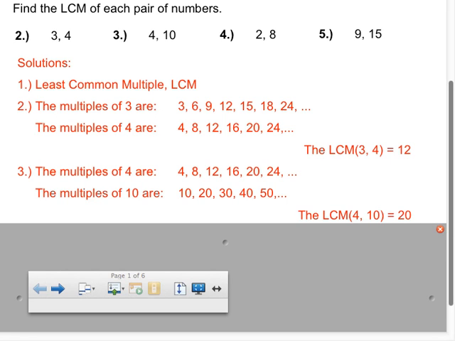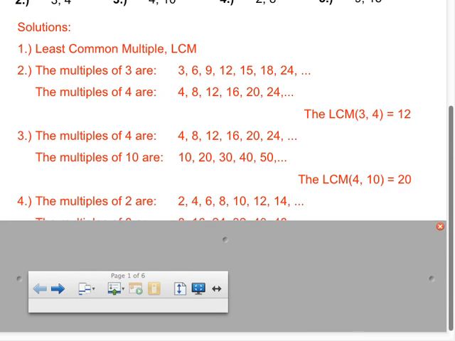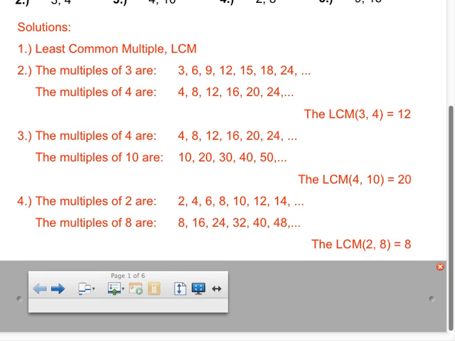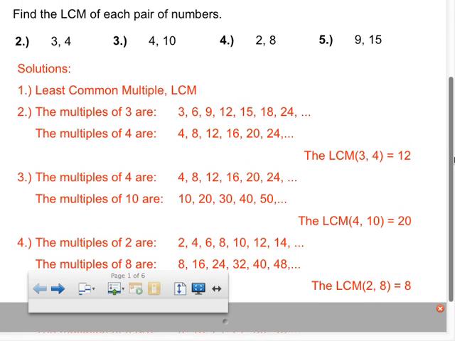Yes, all the way in the back. Tallulah. 8 is the least common multiple. Very good. So 2, 4, 6, 8. 8, 16. So the least common multiple is 8. Very good. And then who's got number 5?